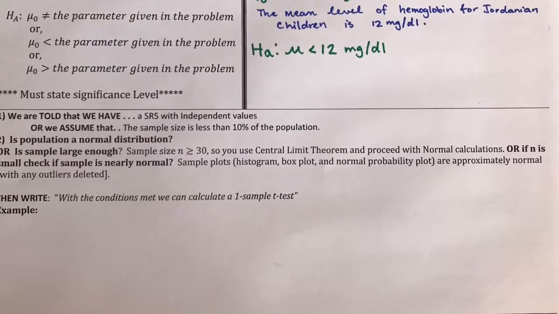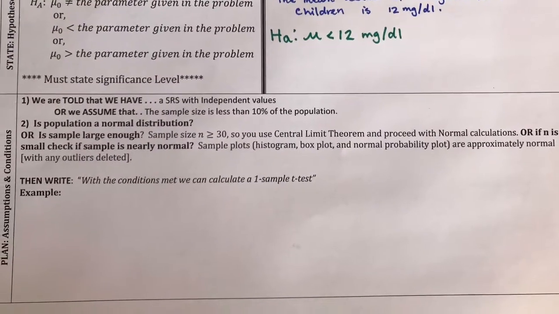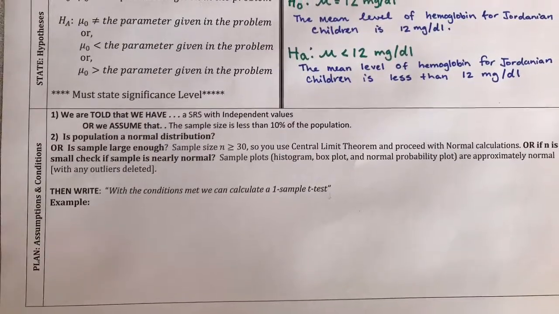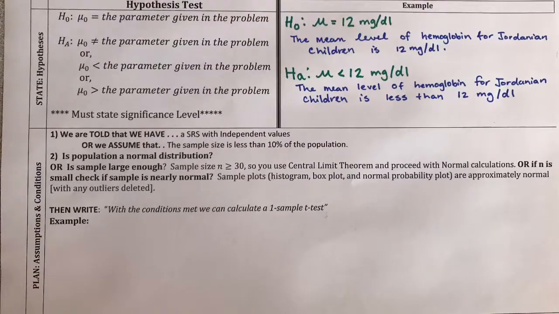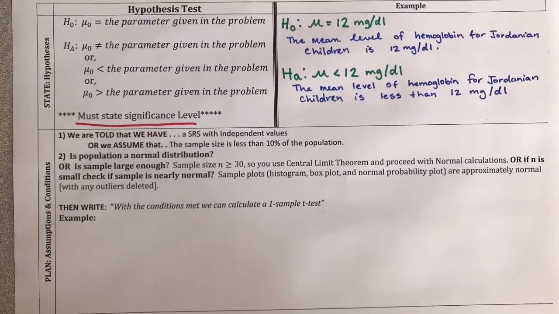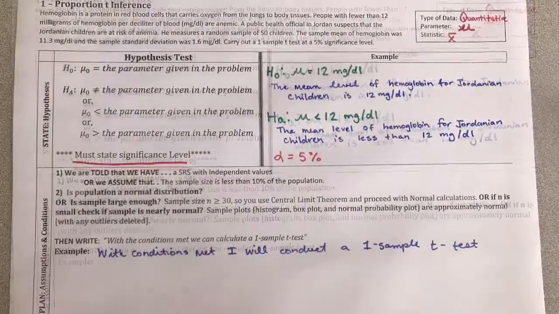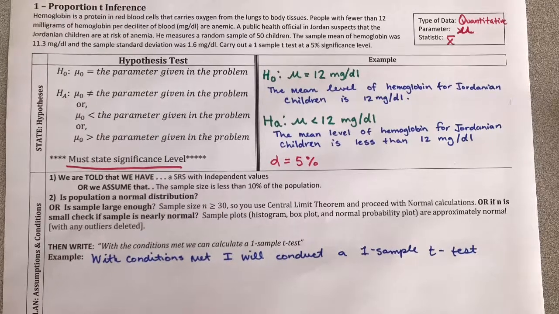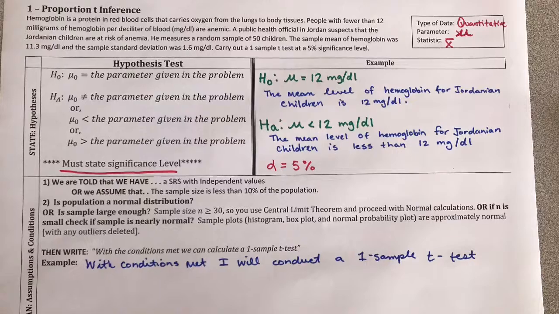Our alternate hypothesis is that the mean level is actually less than 12 milligrams per deciliter for hemoglobin in Jordanian children. Make sure you do write out what your variable is, whether you write out the null hypothesis or write it out in words to the side of the null hypothesis. Also include that the significance level is 5%. That concludes the state portion of your hypothesis test.